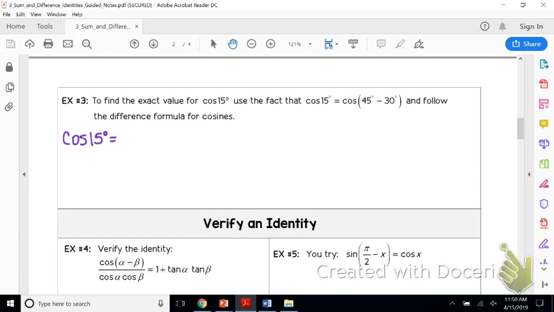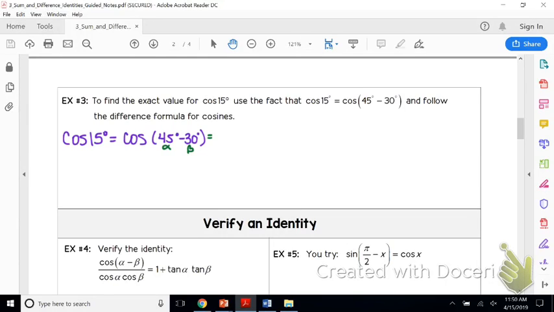But what we do know is that we can take two angles and subtract them from each other, and it will give me 15 degrees. And so they told us to use 45 and 30. So we know that 45 degrees minus 30 degrees is 15 degrees, correct? And now I have cosine of two things being subtracted. So here's my alpha and my beta. So we can expand the formula now.